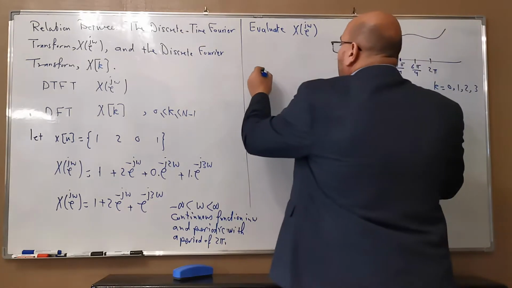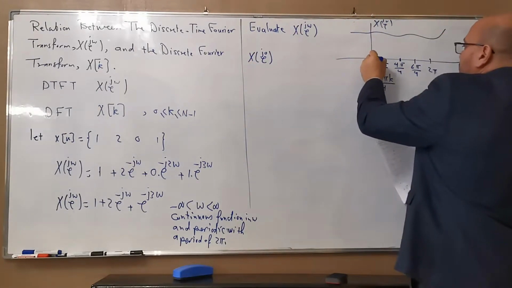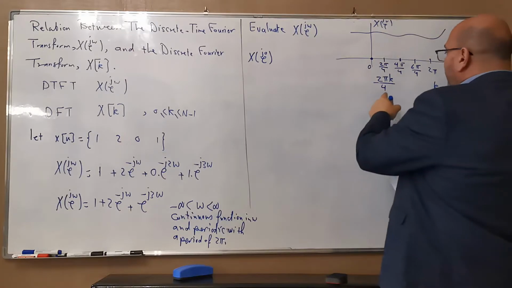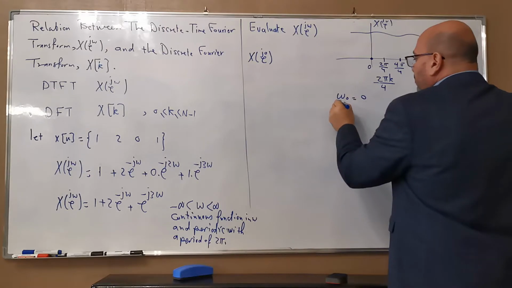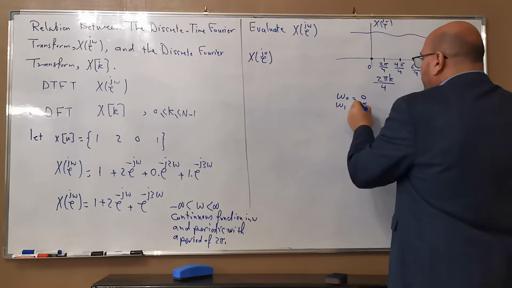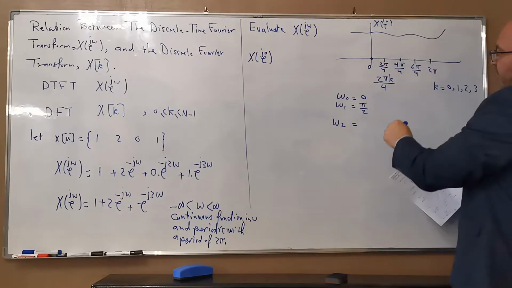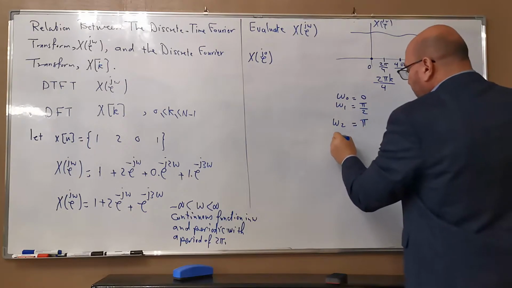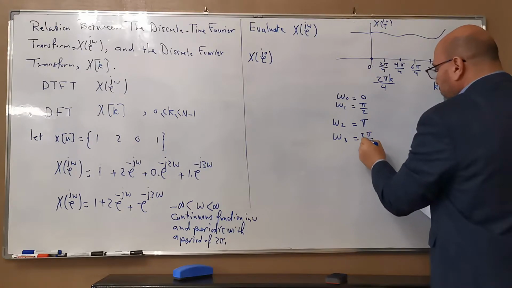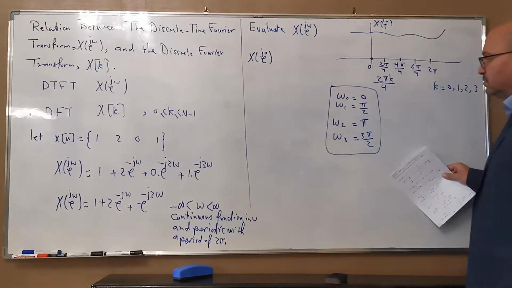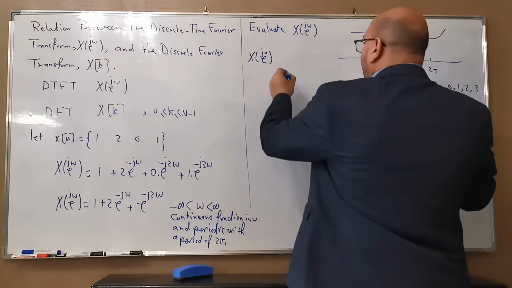And let's evaluate X of e^j0. So the first one is 0. So you have 4 different frequencies. Omega 0 equals 0. Omega 1 equals π over 2. Omega 2 equals 2π over 4, which is π. Omega 3 is equal to 6π over 4, which is 3π over 2. So you have 4 different frequencies. Those frequencies will be applied to X of e^jω, and we will find the values.